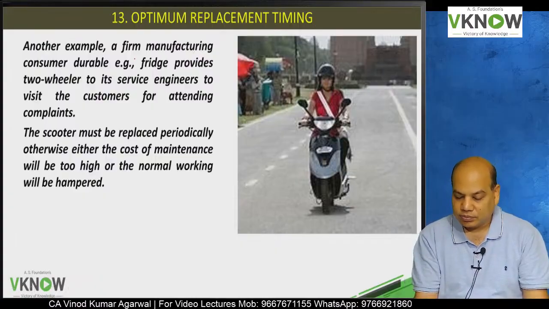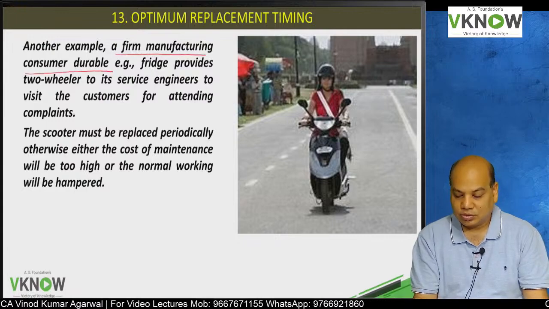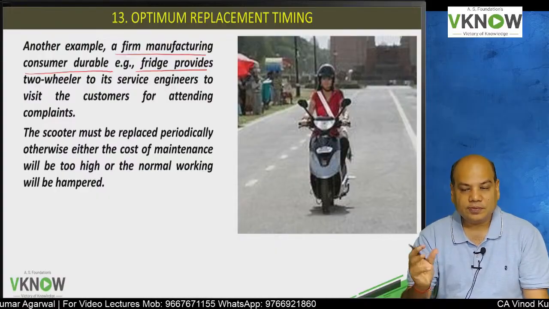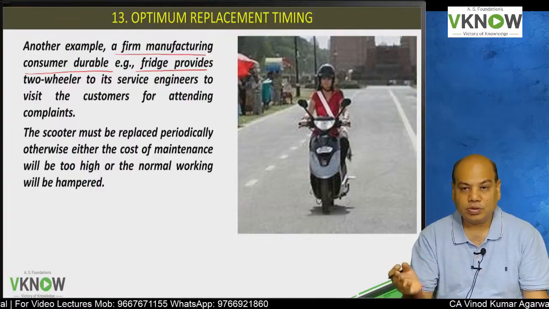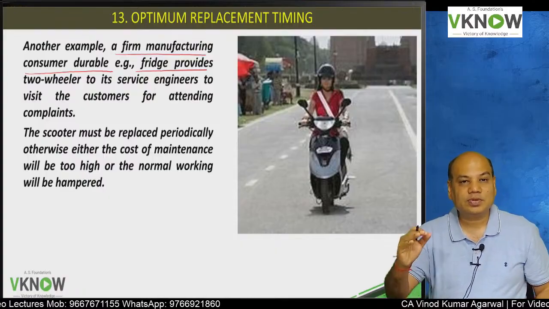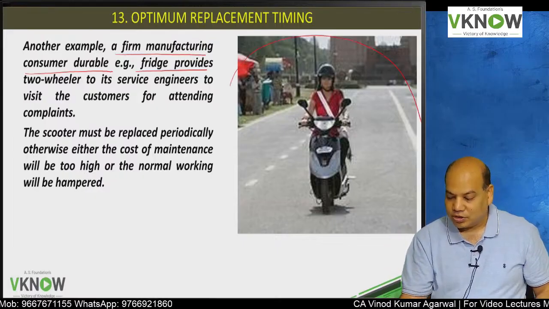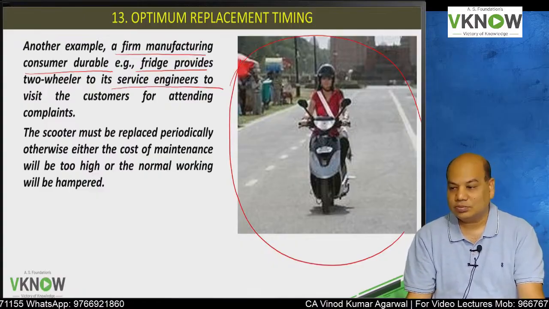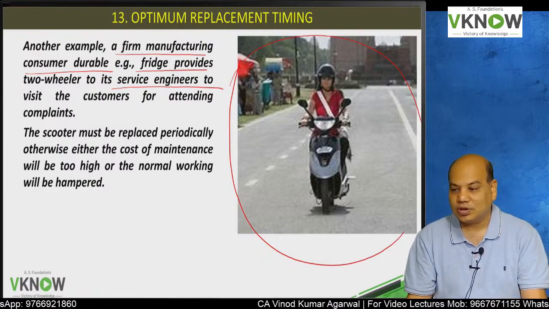One more example, a firm manufacturing consumer durables like fridge, washing machine. Sometimes the fridge will have a problem, washing machine will have a problem, microwave oven will have a problem. The customer will call the customer care center. They will say, we are sending one engineer immediately. They have got several service engineers on their payroll, and they have to be given a bike so that he can reach the customer place as early as possible.